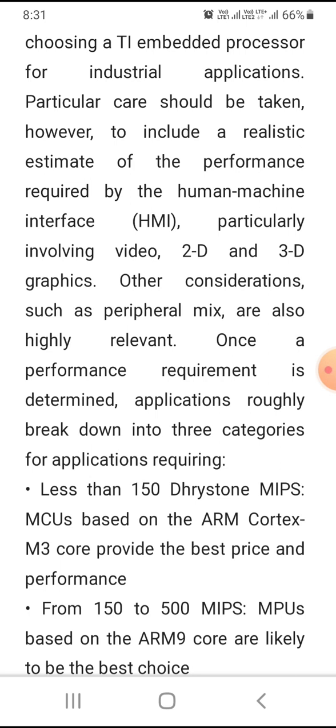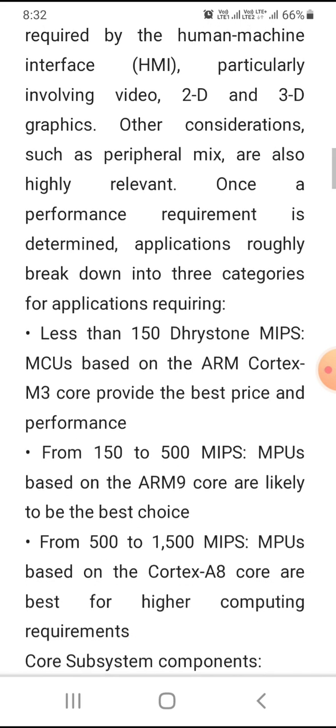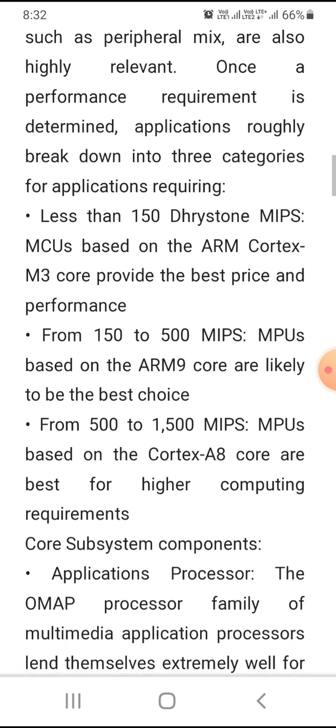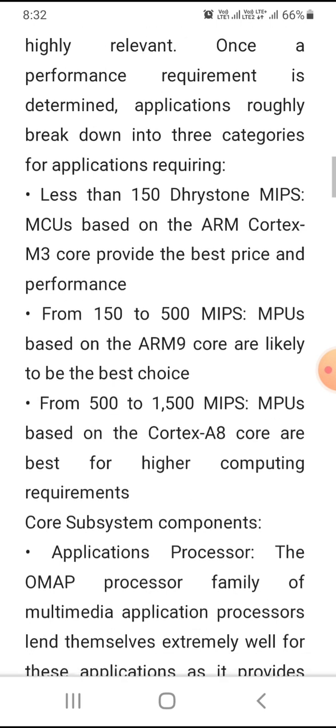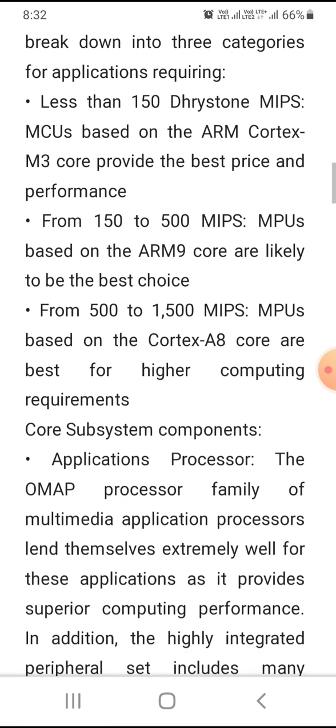Once a performance requirement is determined, applications are roughly divided into three categories. For less than 150 MIPS, MCUs based on the ARM Cortex M3 core provide the best price and performance. From 150 to 500 MIPS, MPUs based on the ARM9 core are likely the best choice. From 500 to 1500 MIPS, MPUs based on the Cortex A8 core are the best for the higher computing requirement.